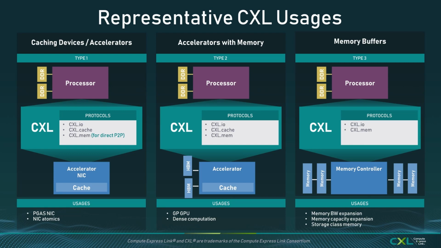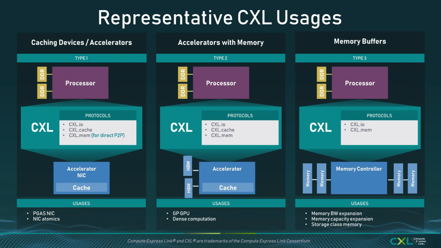For Type 1, you only make use of the CXL.io and CXL.cache protocols, and the use case for that is accelerators, which make use of just the .cache protocol. A good example of that would be PGAS, NIC, or atomics, where you can bring a cache line into the NIC, and then you can apply either your atomics, or you can do source-based ordering if that is what you intended to do with the Type 1 devices.